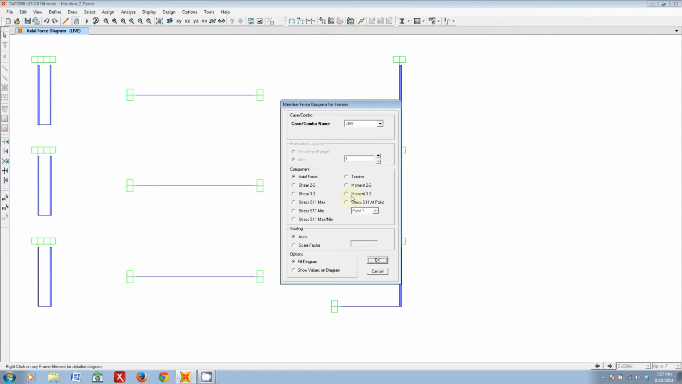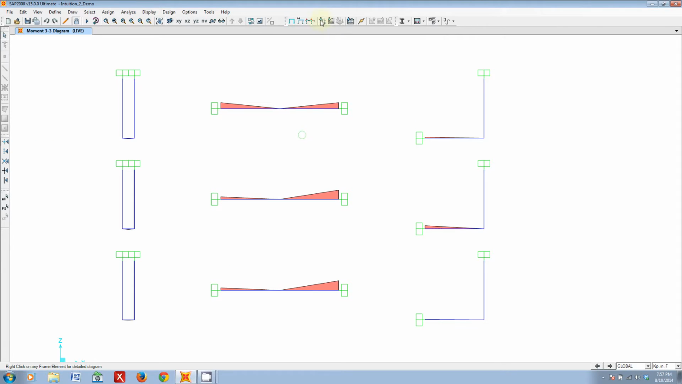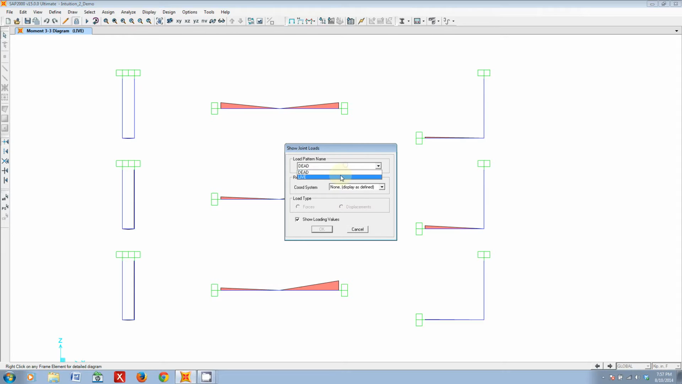And you can double check that by looking at the moment. You can see there's not a whole lot of moment. There's a little bit more in this case, but it has absolutely nothing here. Now there's another good way of checking out how the load is getting distributed.